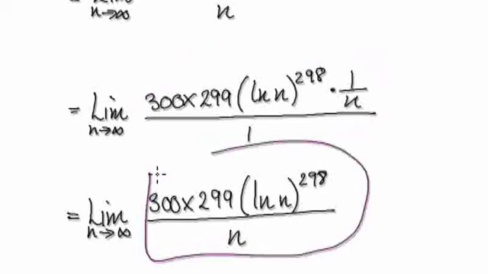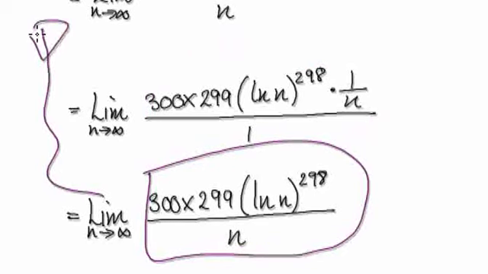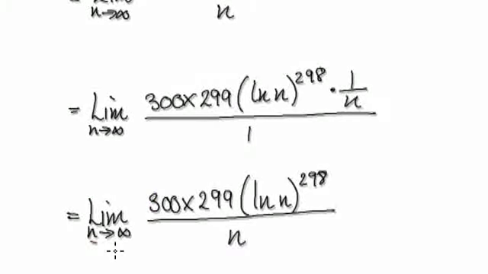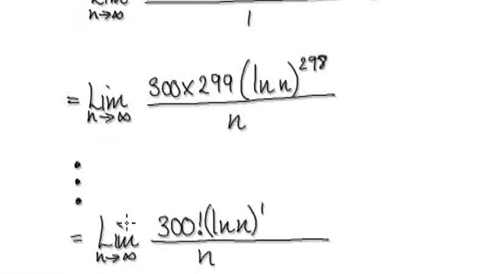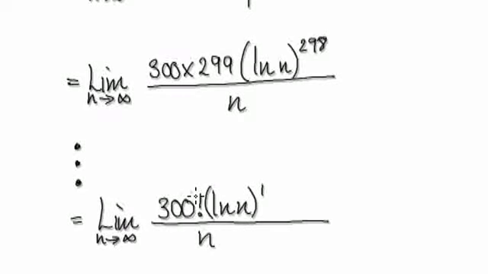Now if you look at this, this is very similar to what we had earlier. So if you check it, as n tends to infinity, you're going to get infinity over infinity again, which means you can apply L'Hopital's rule again. So you're really repeating the process. So repeat the process 300 times. That will then take you to here: 300 factorial, and then natural log to the power of one. So the last one will be to the power of one.